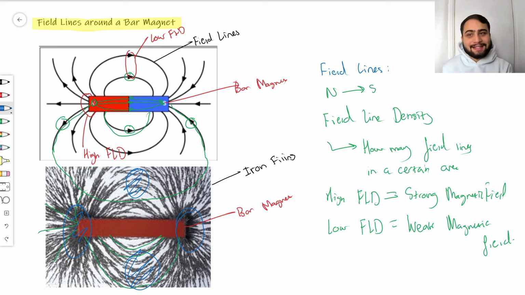Okay, so now you understand field lines around the bar magnet and the three main features with field lines. So 1, they go from north to south. 2, the field line density shows how strong they are. And 3, high field line density shows a strong magnetic field, and low field line density shows a weak magnetic field. Okay, hope you understand all of that.